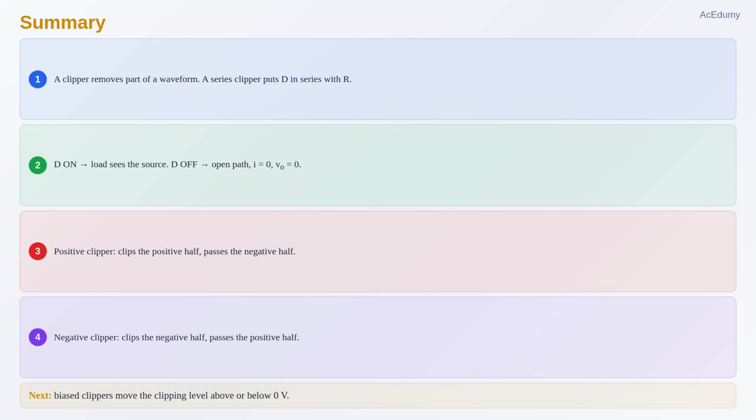Next, we will add a DC source in series with the diode. That biased clipper lets us move the clipping level above or below 0.